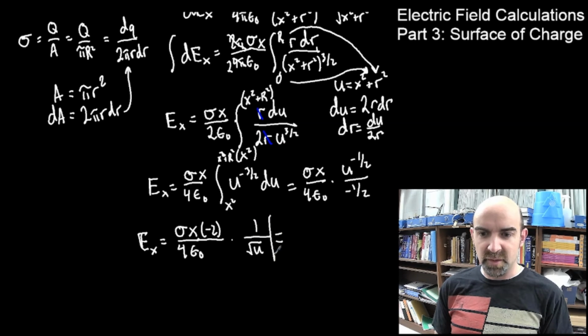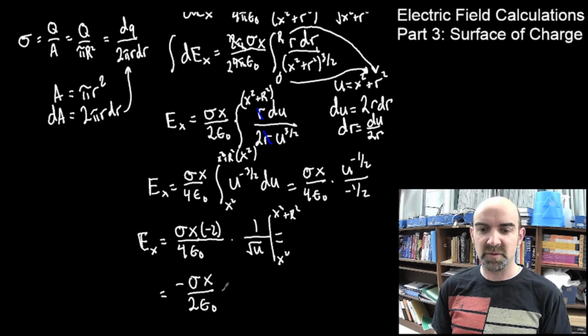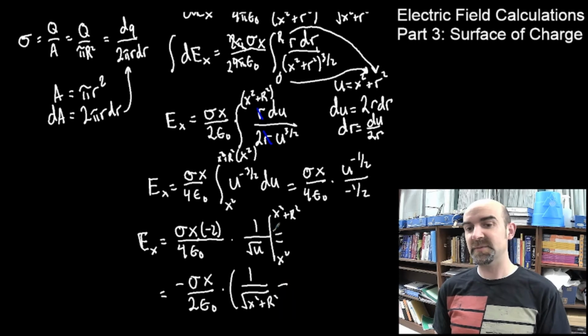Now we're ready to apply our bounds from x squared to x squared plus r squared. I'll bring that down to the next line. Negative 2 over 4 is just negative 1. So we have negative sigma x over 2 epsilon naught, and we're going to throw in our u. So negative the square root of x squared plus r squared minus 1 over square root of x squared.